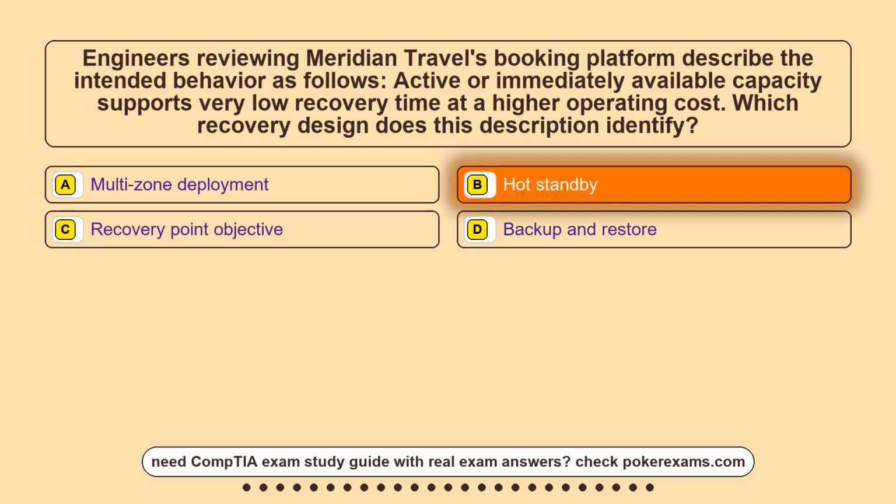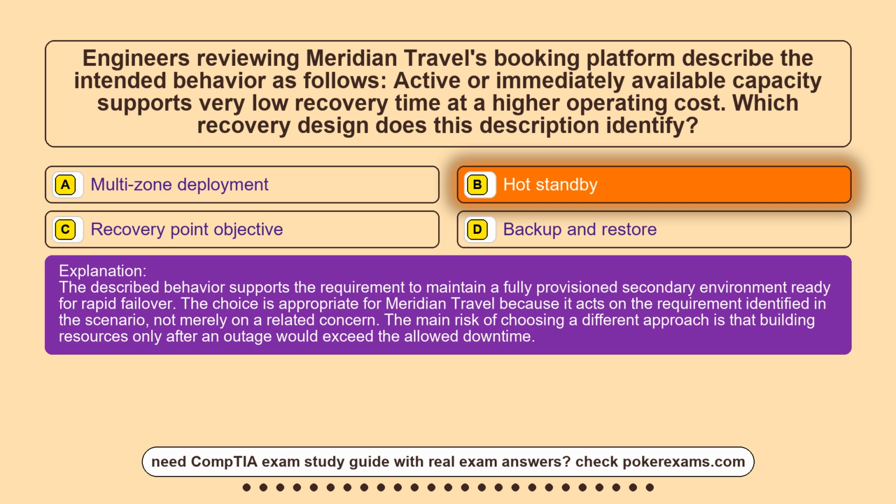The correct answer is option B, hot standby. The described behavior supports the requirement to maintain a fully provisioned secondary environment ready for rapid failover. The choice is appropriate for Meridian Travel because it acts on the requirement identified in the scenario, not merely on a related concern.